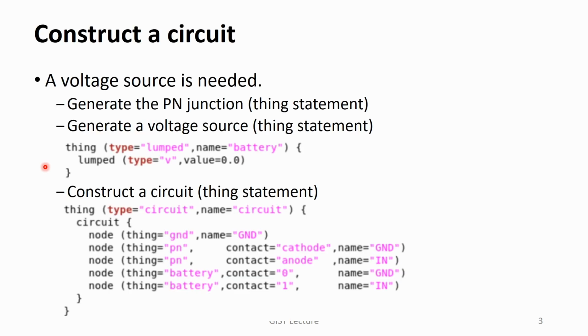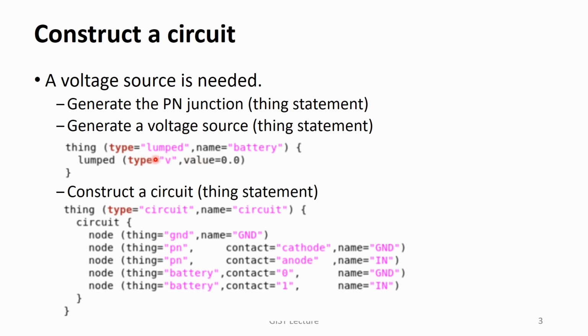This time, we want to apply a voltage to the anode. Then, how can you apply a voltage to a contact? We must introduce a voltage source. After that, two thin objects, a p-n junction and a voltage source, should be connected. Those tasks are done by these lines.